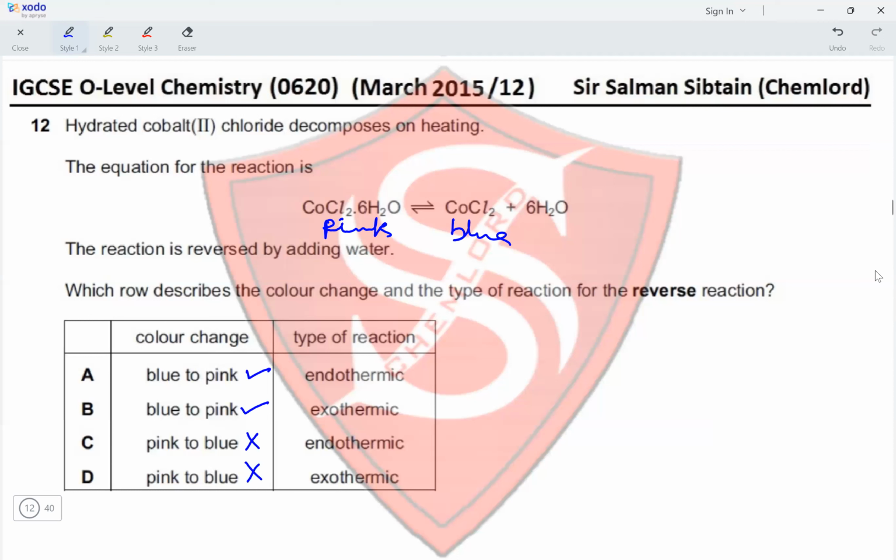And the type of reaction, since water is added to CoCl2, it would release energy. And because the forward reaction took place upon heating, that means the forward reaction was endothermic. So the backward reaction has to be exothermic, eliminating option A and making option B the correct option for this question.